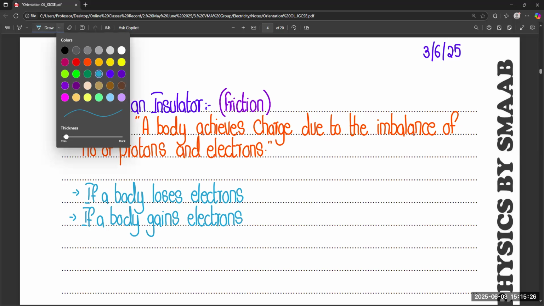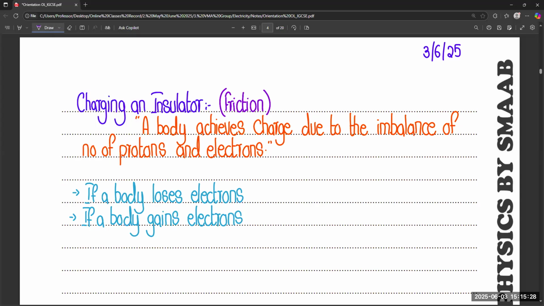In the first case, when the body loses electrons, there will be a deficiency of electrons on the body. So the body becomes positively charged. And in the second case, the other body gains electrons, so there is an excess of electrons. It means the body gets negative charge.